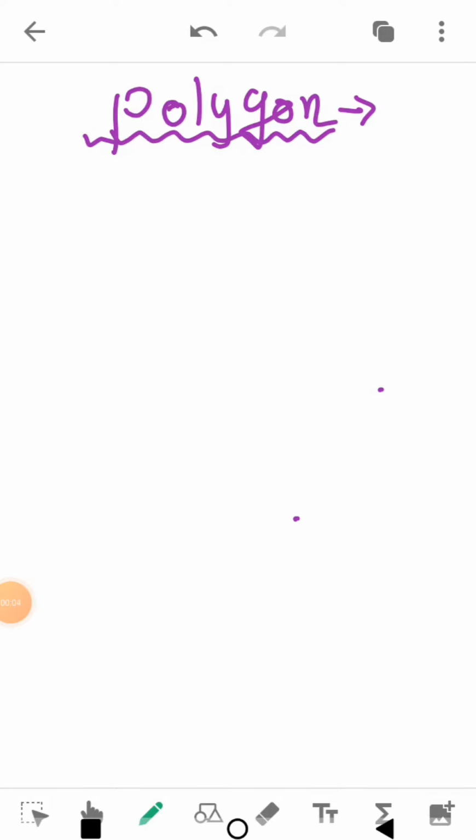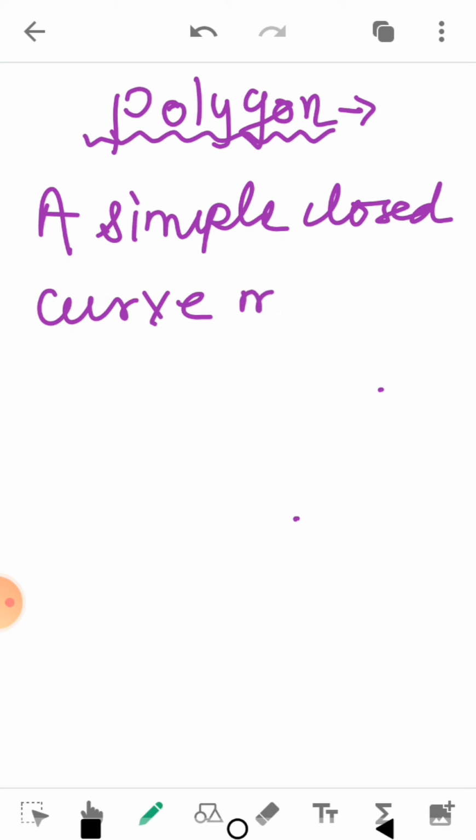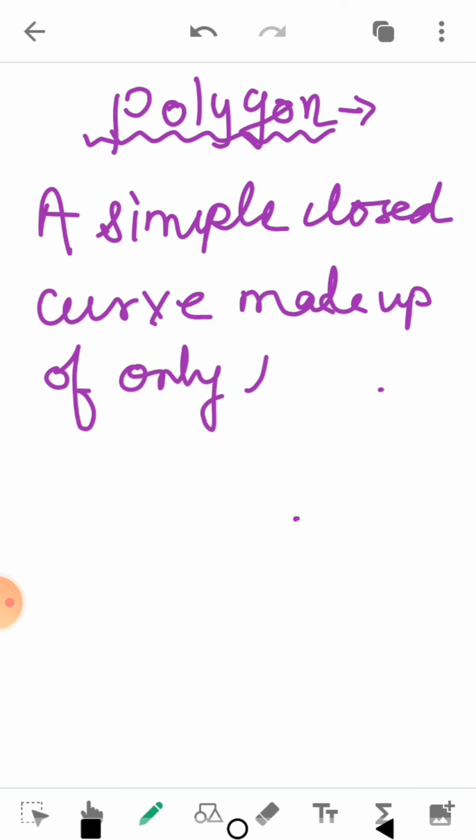Hello students, I am Sujit sir, and today we are going to study about polygons. First of all we have to discuss what a polygon is. A polygon is a simple closed curve made up of only line segments.